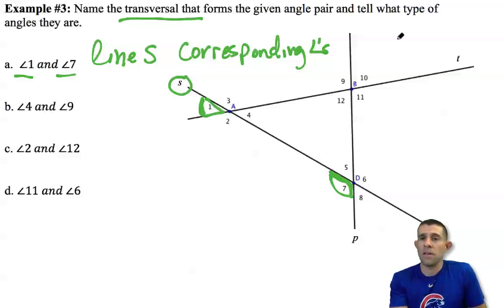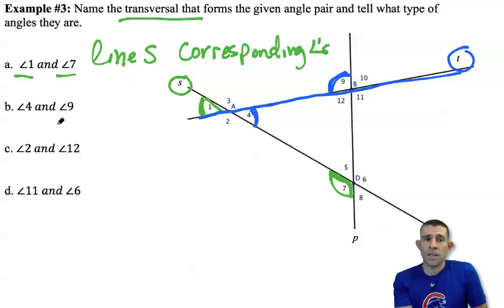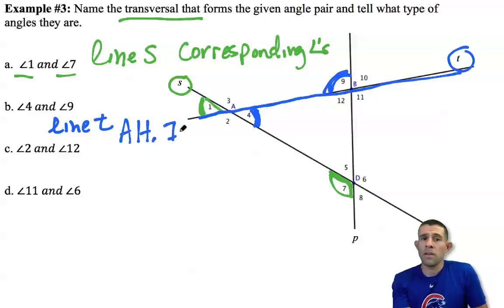All right, next let's take a look at 4 and 9. I'll change my color up here. Angle 4 is right here, and angle 9 is up here. Now the line that touches both of those angles is going to be this guy right here. So my transversal is line T. And the type of angles these guys are, it looks like they're on opposite sides of the transversal and they're inside their lines. So I'm going to call these ones alternating interior angles.